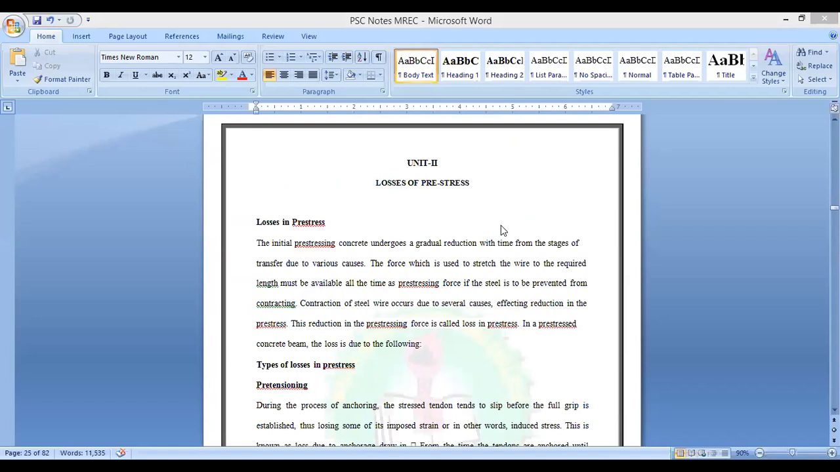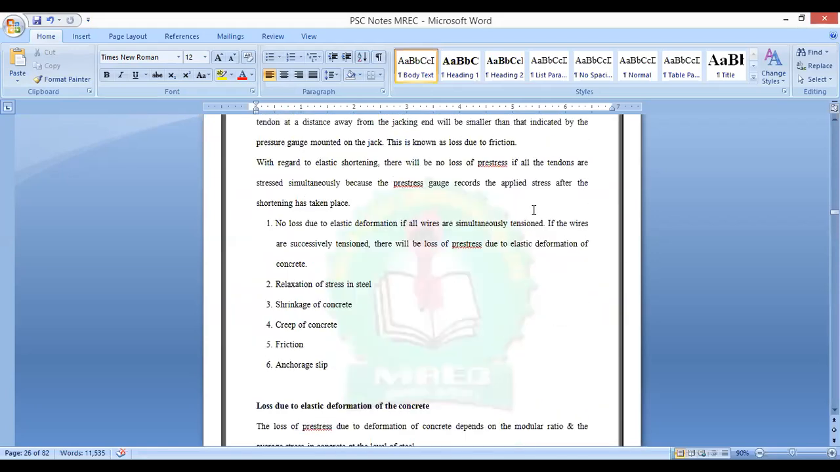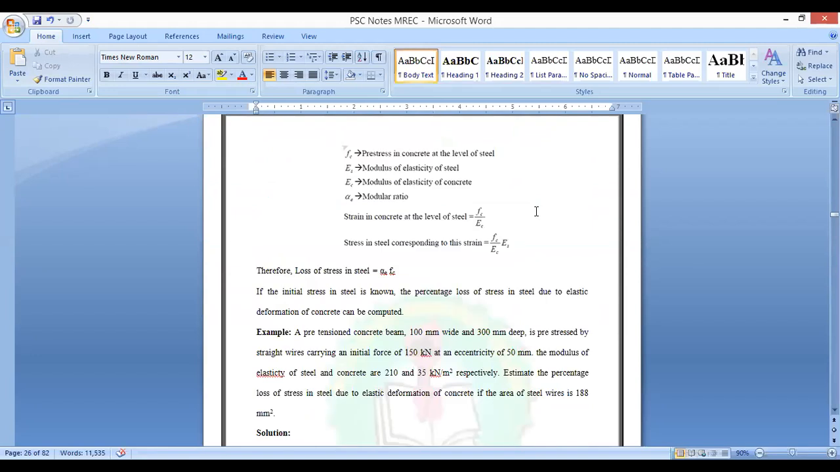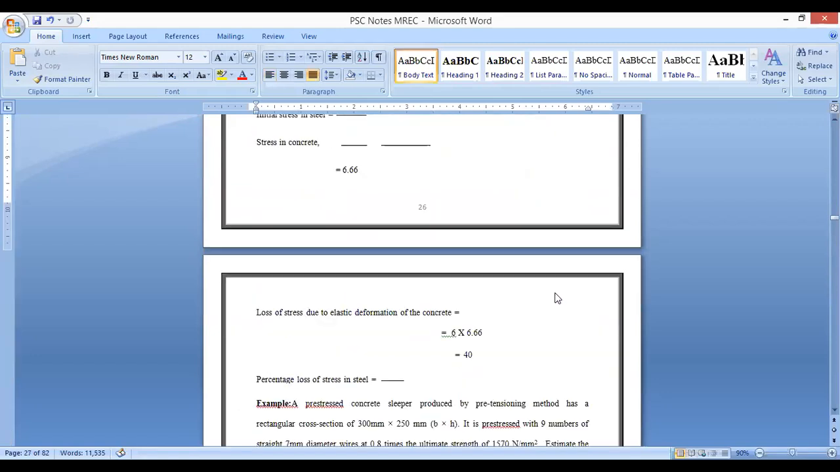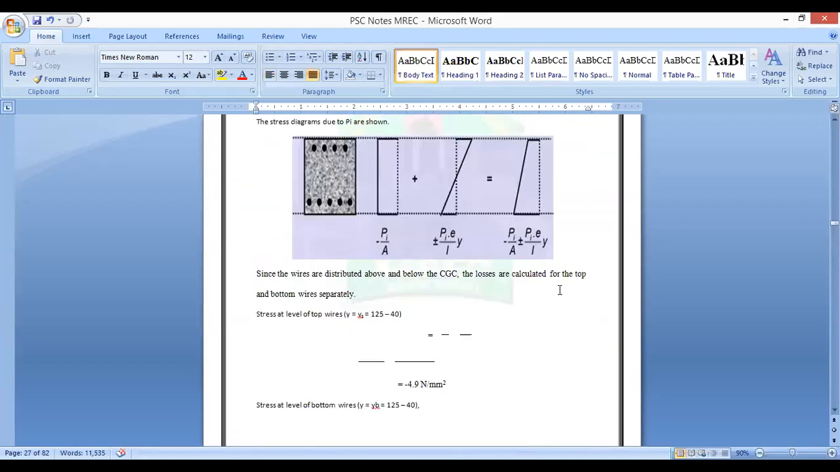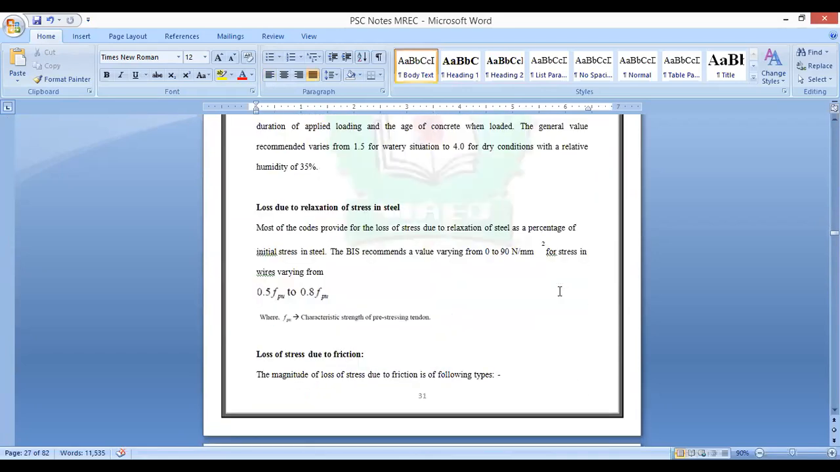And these are the losses of pre-stressing, about which we discussed all 6 losses. 3 are immediate, and 3 are time-dependent losses, right? The notes were given very clearly, and for every loss there will be a problem given. So you can just go through. I think it is the same problem which we discussed in the presentation, which was produced in the notes. So these are notes on losses of pre-stress.